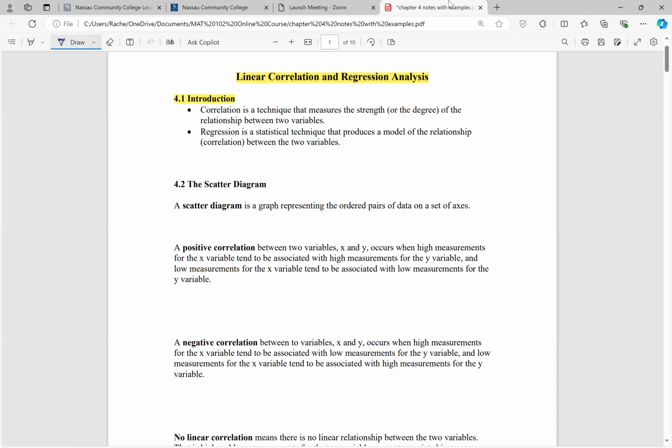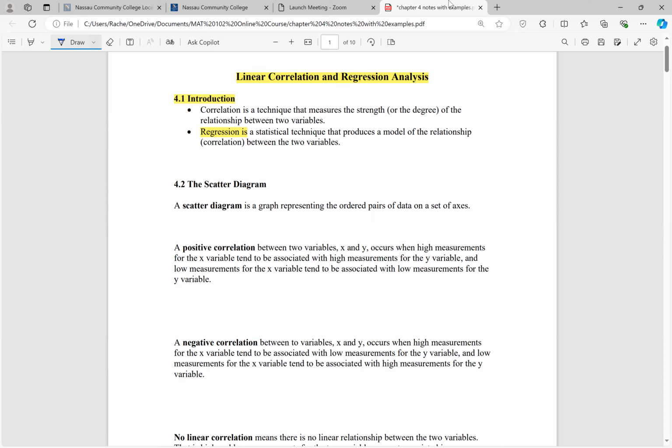If we determine that there is a correlation, specifically a linear correlation between the two variables, then we would perform a regression analysis. So we would perform a regression analysis, which is just a statistical technique that's going to produce a model of the relationship between the two variables. And we'll do that later on in this chapter.